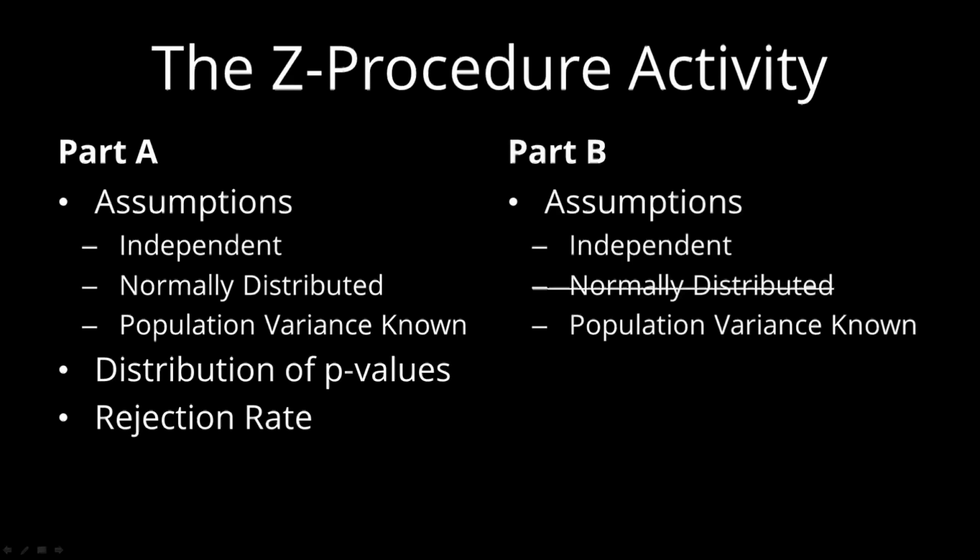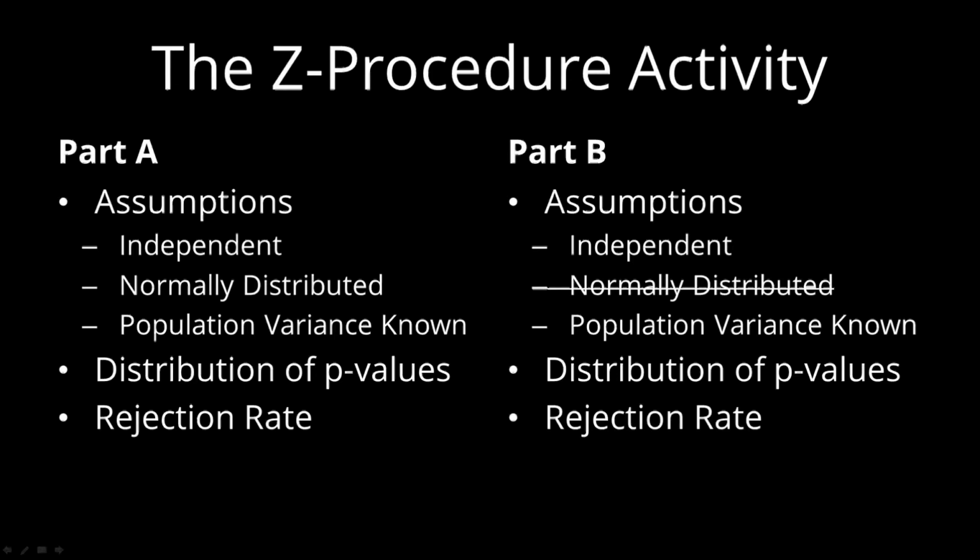In Part B, we violated one of those three assumptions. We violated the assumption of normality. The data came from non-normal distributions. And under those circumstances, we also examined the distribution of the p-values from the z-test, and those rejection rates. We discovered that if n gets large enough, then the distribution of p-values is going to be close enough to uniform 0, 1, and the rejection rate is going to be close enough to alpha.